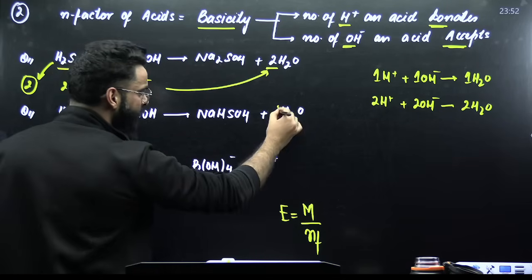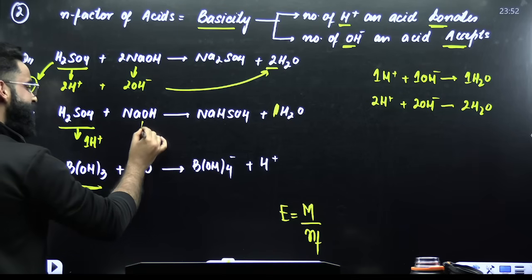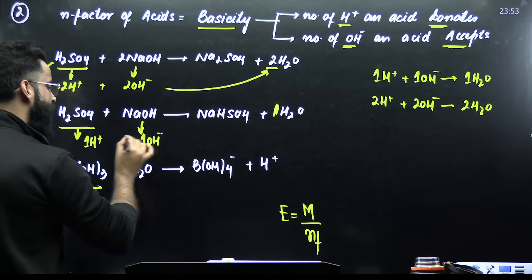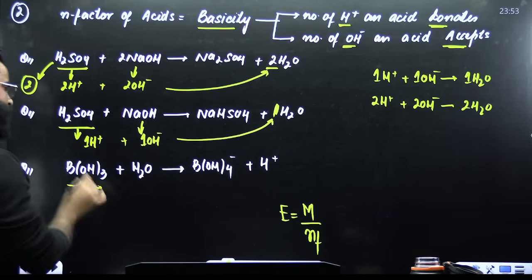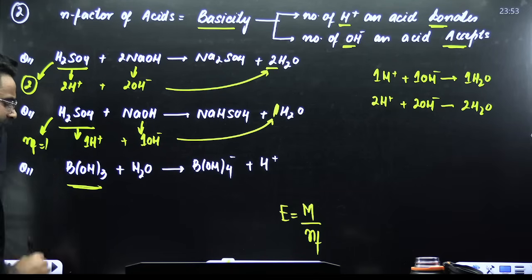If you look here, one water molecule is being formed. That means this acid would have given one H positive, right? And this base would have given one OH negative. They would have combined and formed one water molecule. So I would say this acid is giving one H positive, so its N factor here is going to be 1, right?